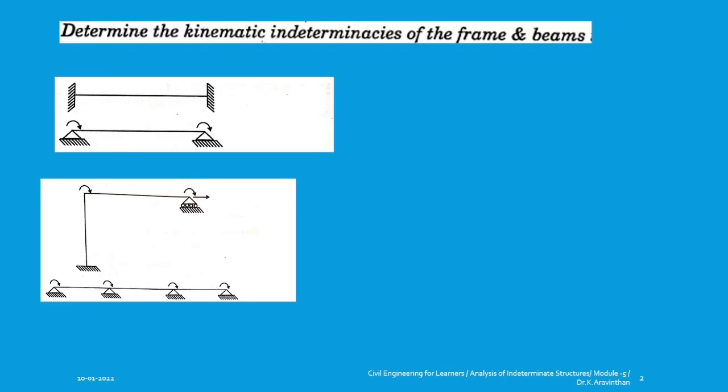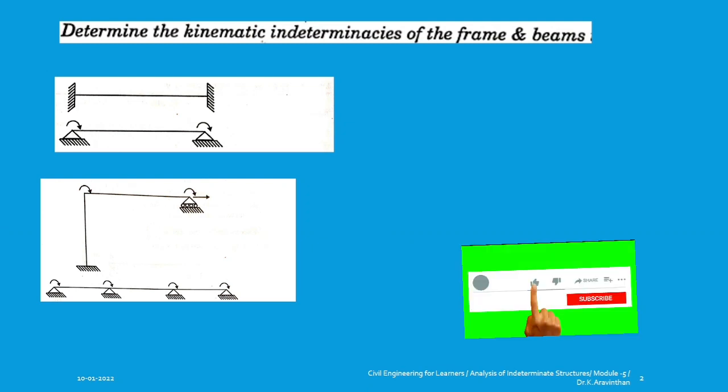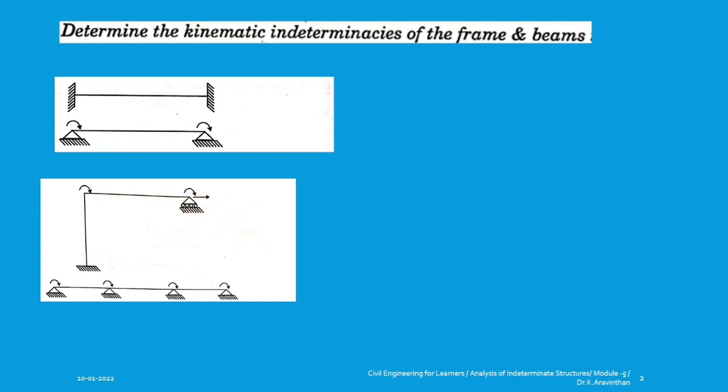Okay, now let us see the basic concept. Here kinematic indeterminacy of frames and beams is discussed. In the last module you would have found the first step as finding the redundancy of the structure. So how will you find redundancy? If this is the case, you have a fixed beam here. How to find the redundancy?